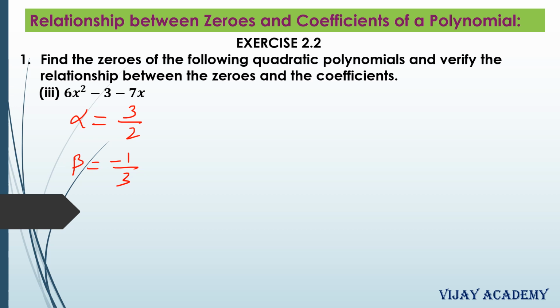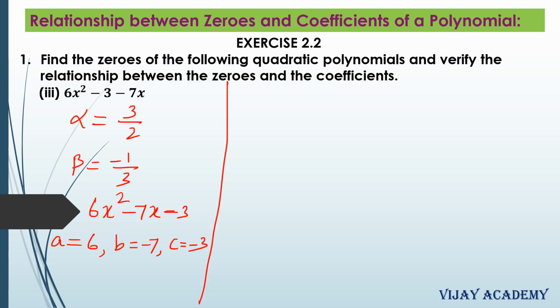Now let us note down the numerical coefficients of this polynomial. So 6x square minus 7x minus 3 is the standard form. So the numerical coefficients are a is 6, b is minus 7 and c is minus 3. Now let us take the first relation, that is alpha plus beta equals minus b by a. Alpha is 3 by 2 and beta is minus 1 by 3, and minus of b value is minus 7.